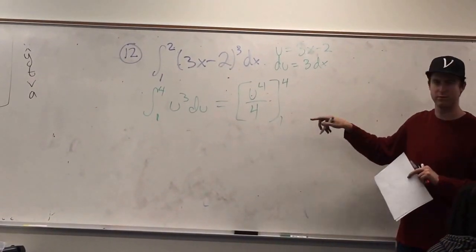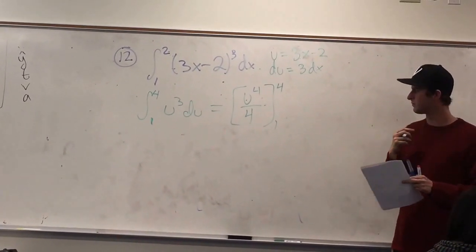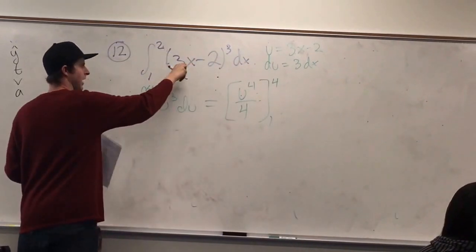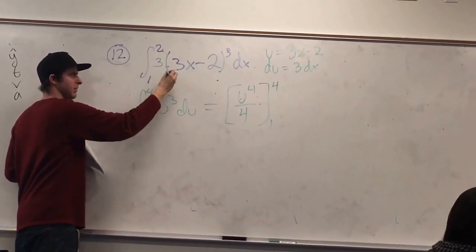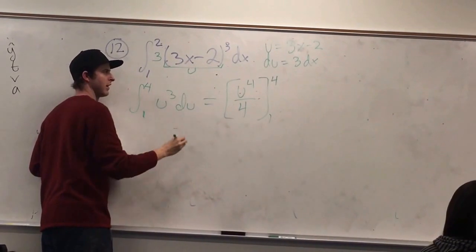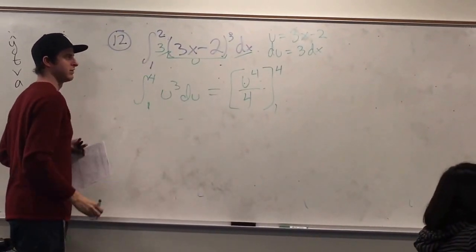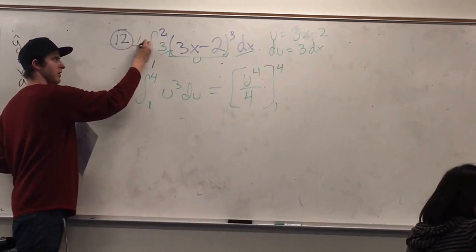What if it's like d3 dx? Oh, yeah, thank you. Yeah, I need to add in a 3, right? That's my fault. This is the u. I need to add in the du. So if I put 3 here, what do I put outside? 1/3.